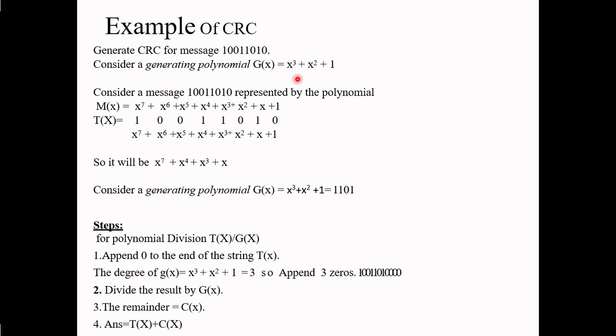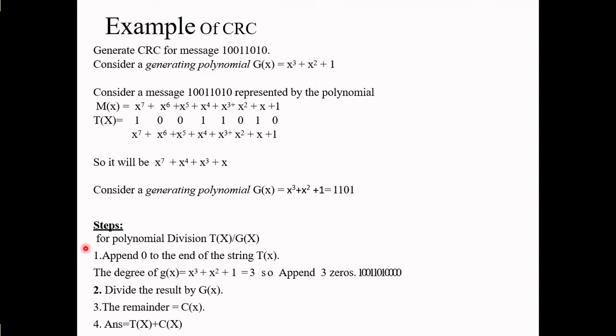Now G(x) is given in polynomial form, so we have to convert it into the 1010 format. So G(x) is equal to x cube plus x square plus 1. Here 1 is present, so I write 1. After 1, x is not present, so I write 0. After that, x square is present, so I write 1. After that, x cube is present, so I write 1. So in the exam, it may be given in bit format, or it may be given in polynomial form. If a polynomial form is given, then we have to convert it into the 1010 format.